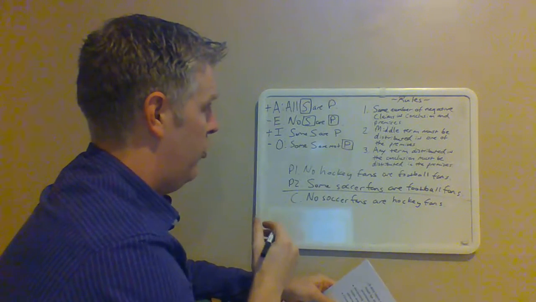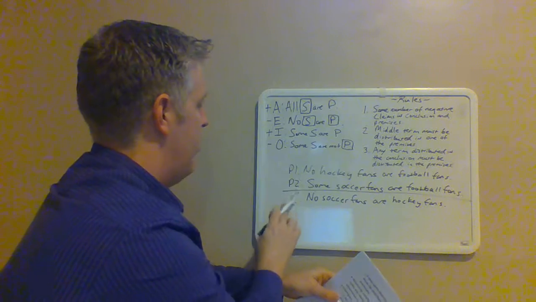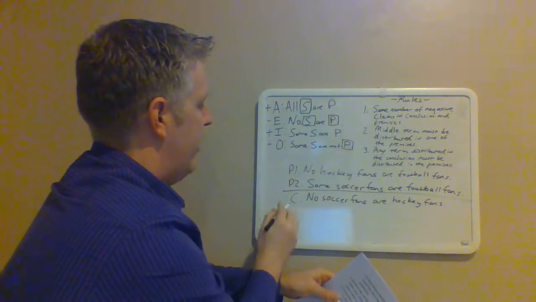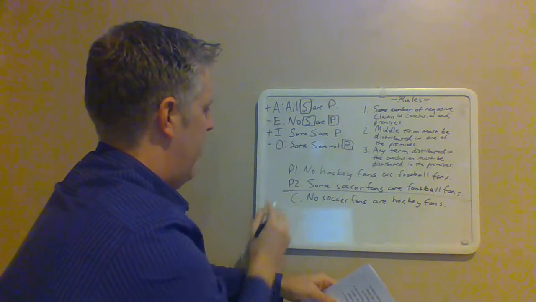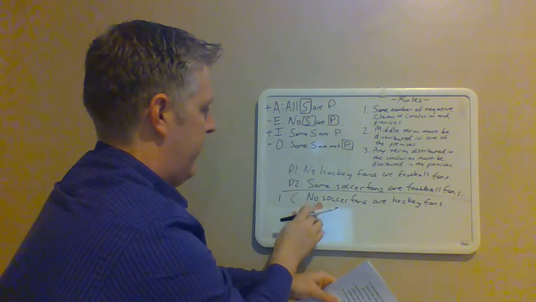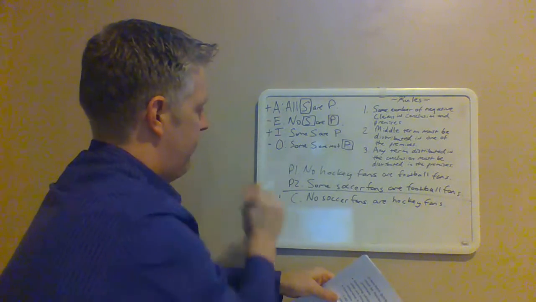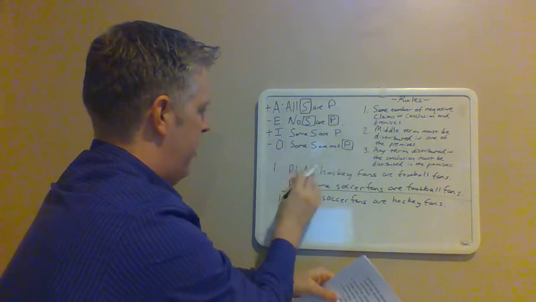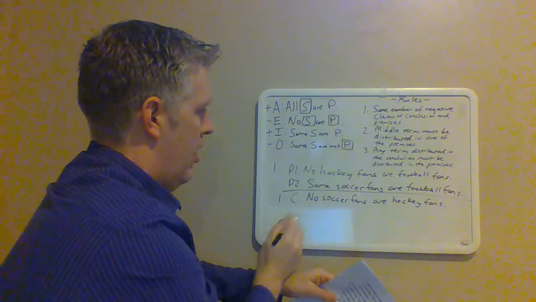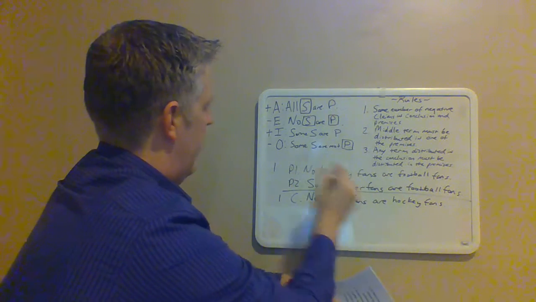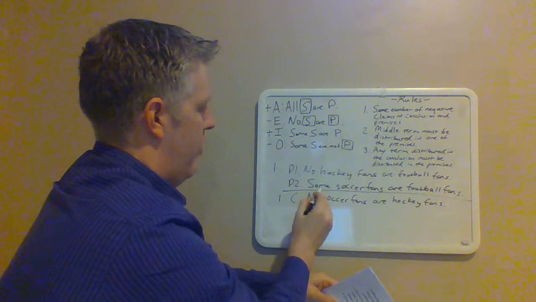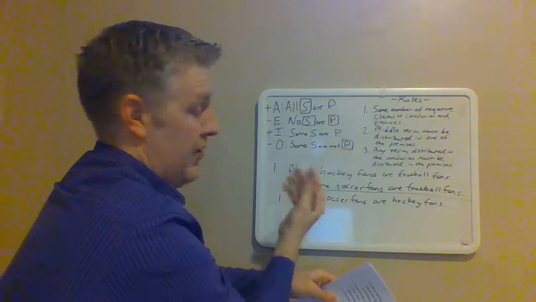Let's go ahead and apply the rules. So we better have the same number. Rule 1: same number of negative claims in the conclusion as we have in the premises. Well, this is a negative claim, an E claim, which is negative. We have 1 in the first premise. That's also an E claim. Now this is an I claim, which is affirmative, so it's not a negative claim.